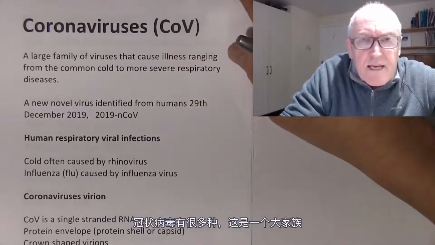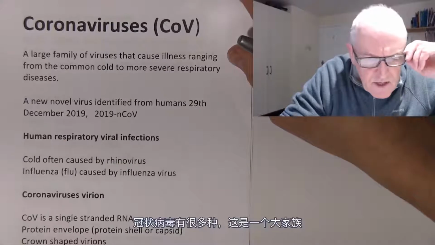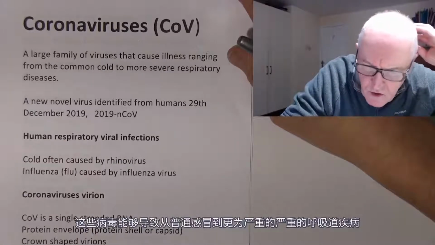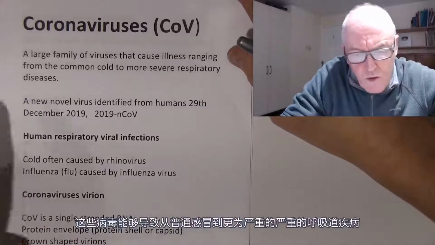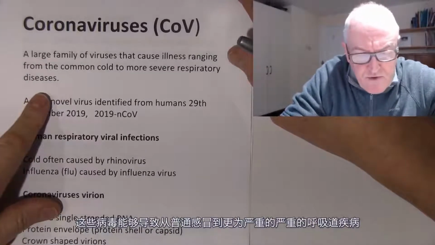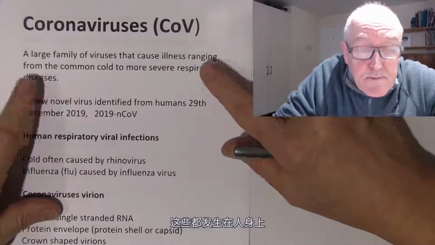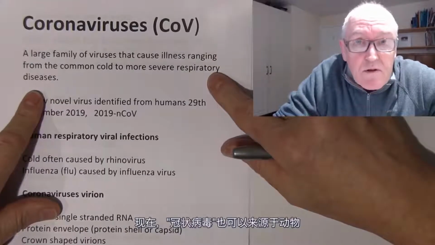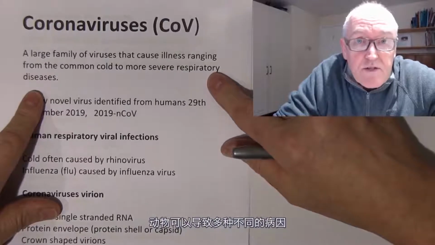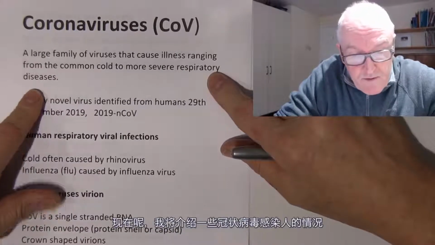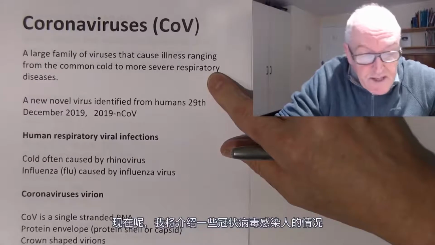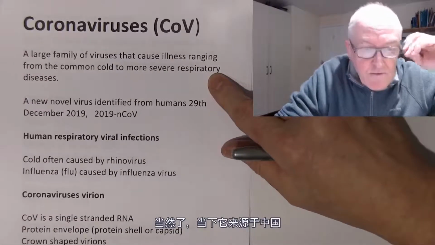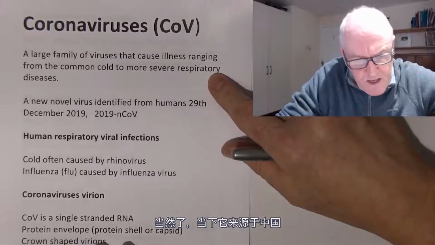Now, really it's coronaviruses. There's lots of these viruses. And it's a large family of viruses that cause illness ranging from the common cold to more severe respiratory disease. This is in humans. Now, the coronavirus, as we'll see, comes from animals. And in animals, it causes a lot of different pathologies. But from now on, I'm just going to be talking about the disease states as it affects humans. And of course, as it's spreading from China at the moment.